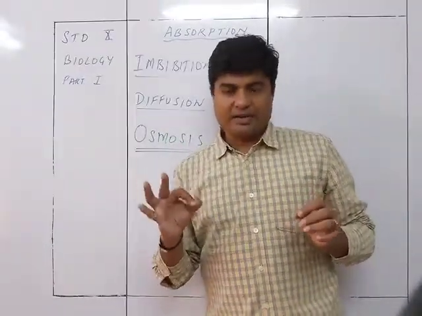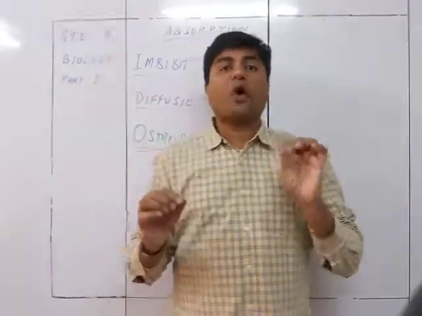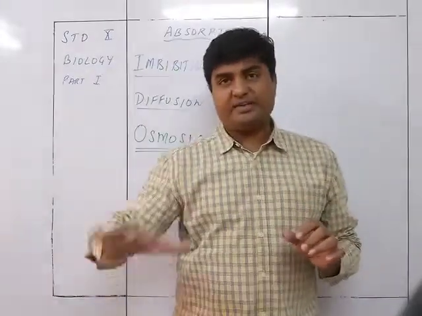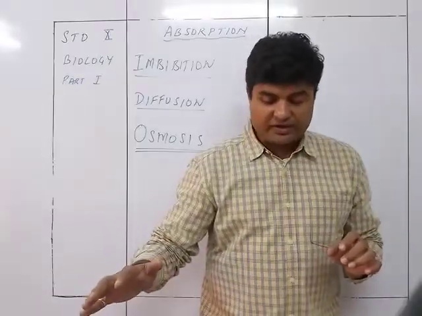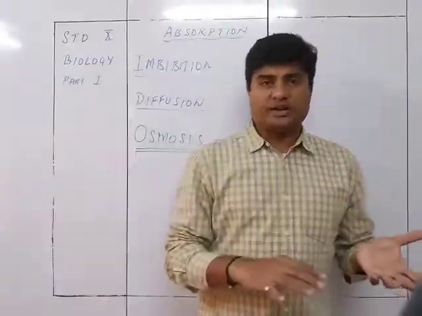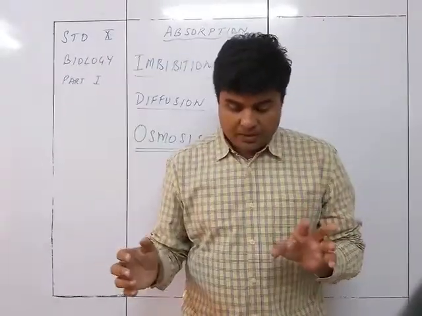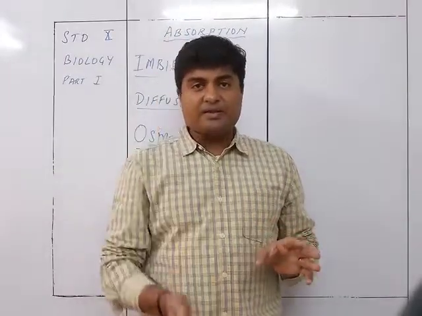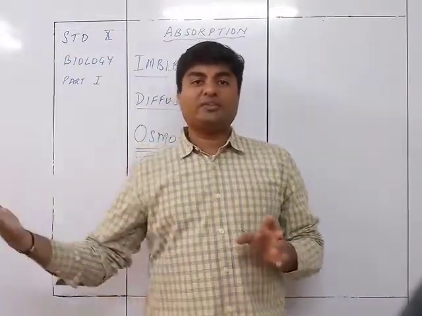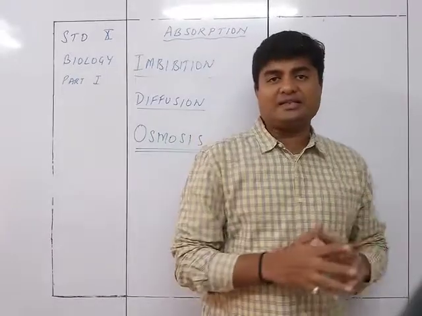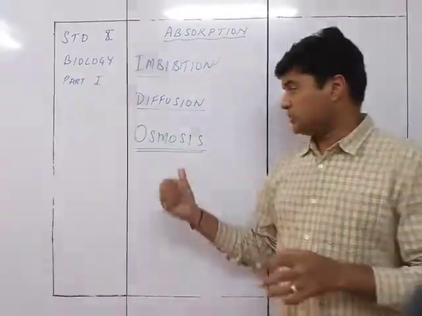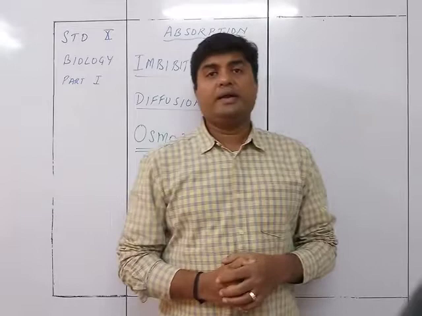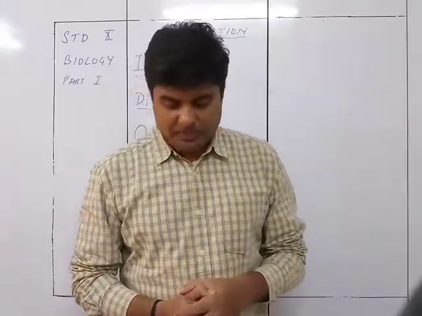Got it? So let's understand once again the definition. Osmosis is the movement of water molecules from the region of higher concentration, that is the soil, the dilute solution, to the region of lower concentration, that is the cell sap, the concentrated solution, through a semi-permeable membrane, that is nothing but the cell membrane. So when it is passing through the cell membrane from the soil into the cell sap, that is nothing but osmosis. So osmosis is the movement of water from higher concentration to lower concentration through a semi-permeable membrane.